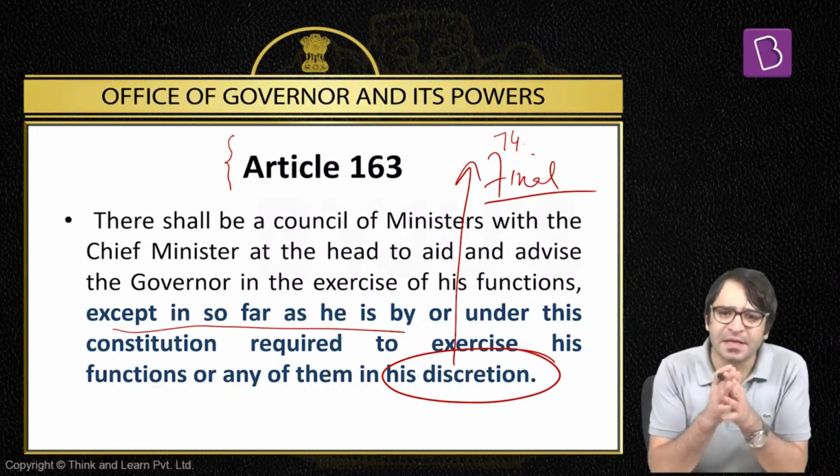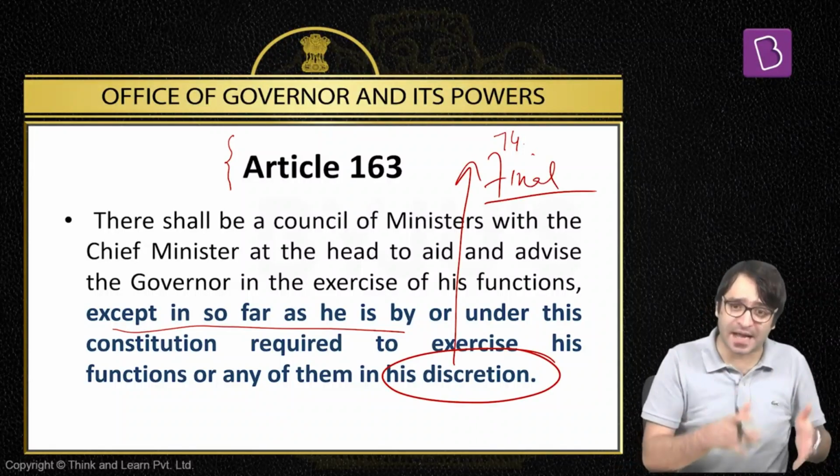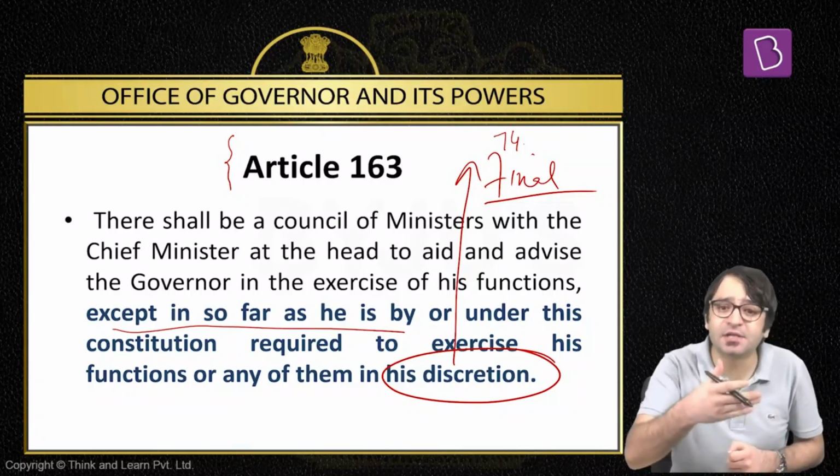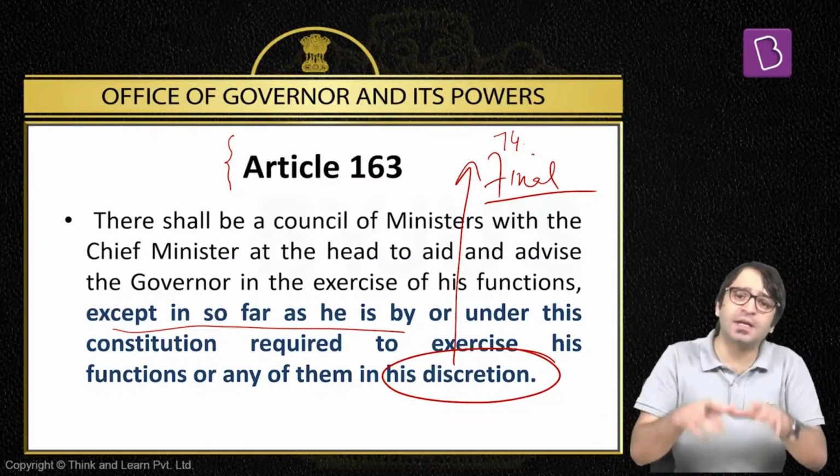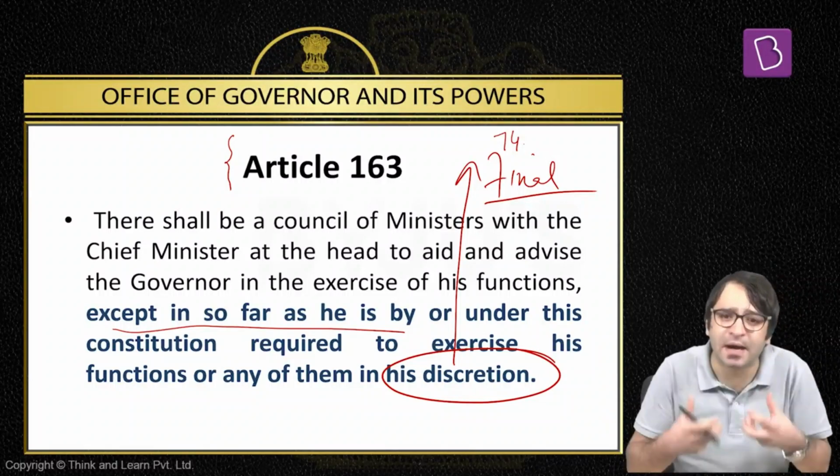That means whenever there is a dispute as to what constitutes the discretionary powers of the governor, when is it that the governor has to act in his discretion without the aid and advice of the Council of Ministers headed by the Chief Minister? If there is this dispute, the governor's word is final. Long story short, the governor gets to decide what are my discretionary powers.